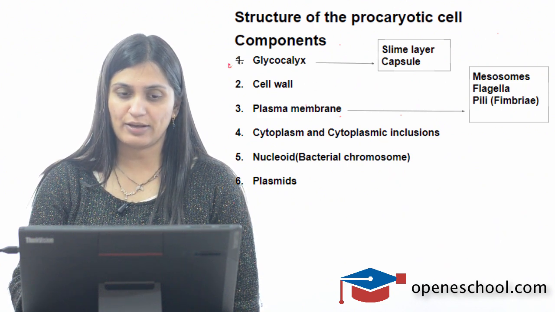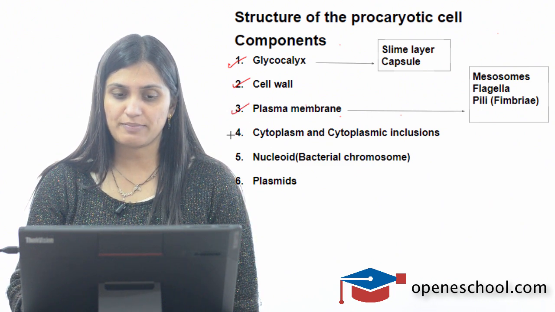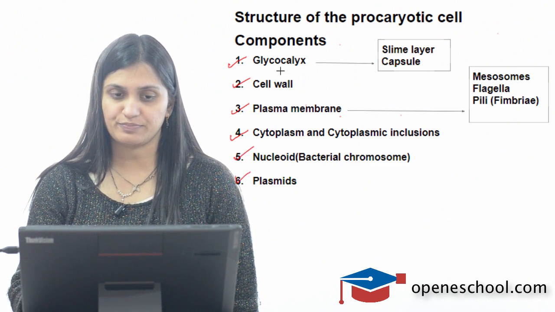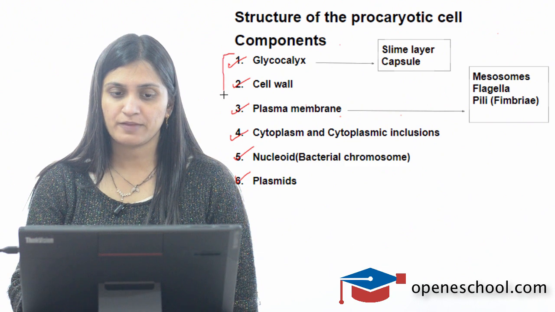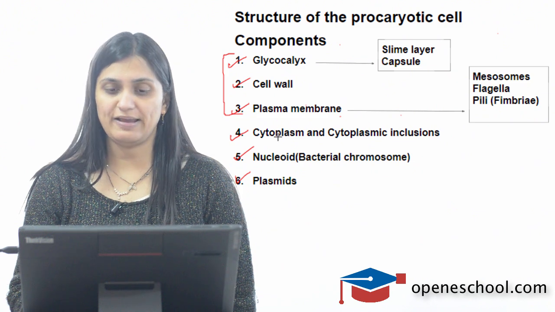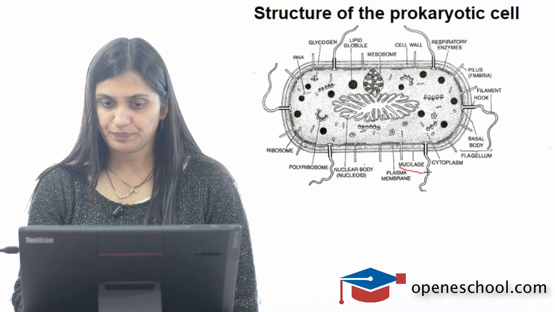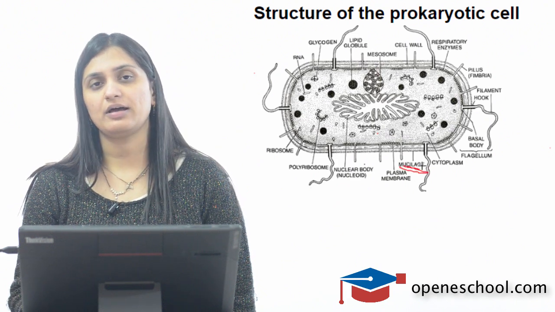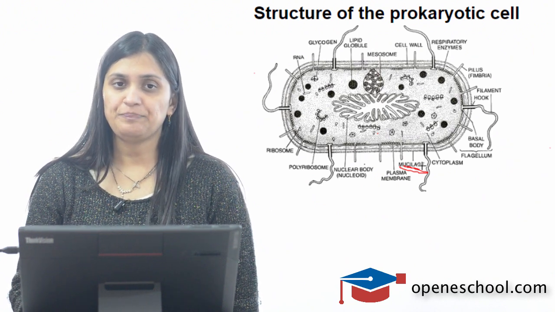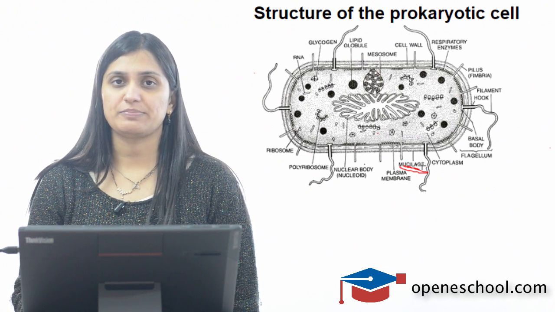The first one is the glycocalyx, then the cell wall, the plasma membrane, the cytoplasm and cytoplasmic inclusions, the nucleoid or the bacterial chromosome and the plasmids. Now, the first three components together form a three-layer structure called a cell envelope. Now, if you look at the diagram here, this is the mucilage. This is another name for glycocalyx. So, mucilage is the outermost coat of the bacterial cell and it is formed of polysaccharides, and in some bacteria it can also contain polypeptides.